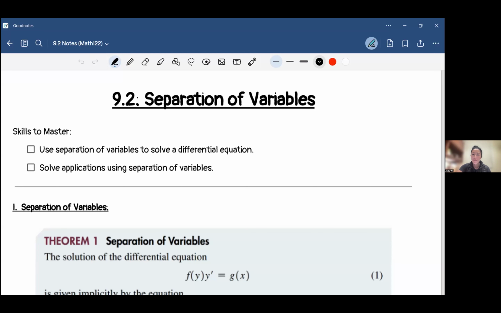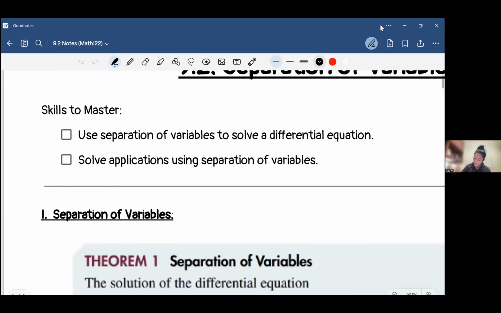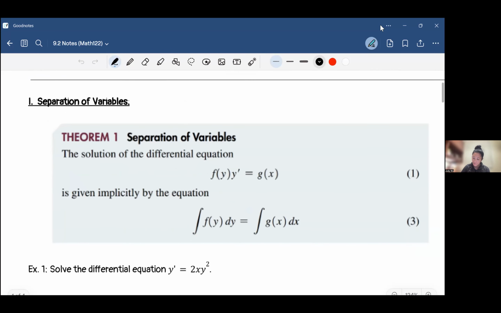Hi folks, welcome to the 9.2 lecture video, and we're going to talk about separation of variables. Now, in this section, we are going to focus on two main things. The first is to use separation of variables to solve a differential equation, and the second is to solve applications using separation of variables. Okay, so let's go ahead and get started.